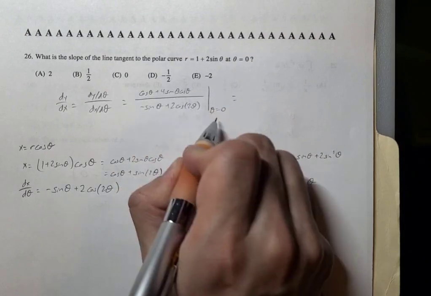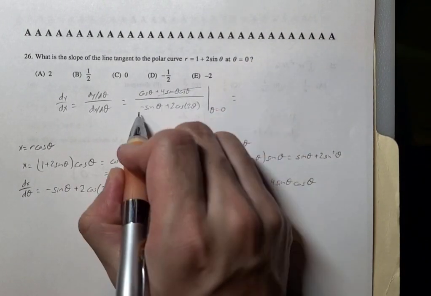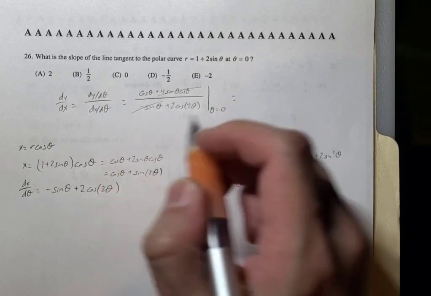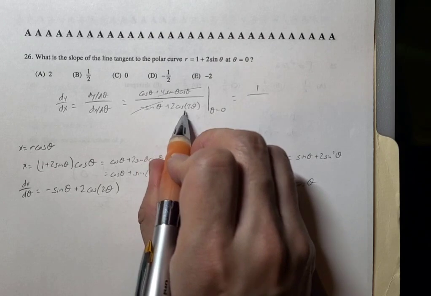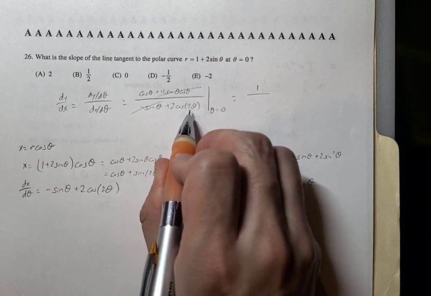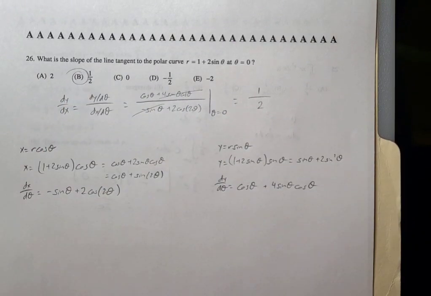We get, well, when theta is 0, sine of 0 is 0. So this whole term would go away, similar to here. Okay. So we get cosine of 0, which is 1, over 2 cosine of 0, and cosine of 0 is 1, so 1 over 2. Slope of the tangent line, half.